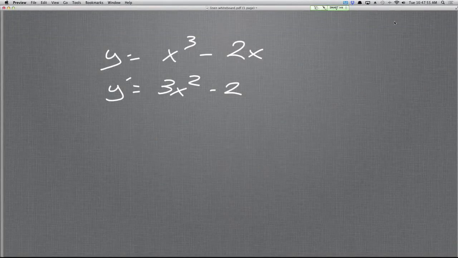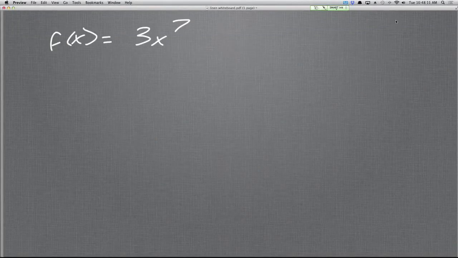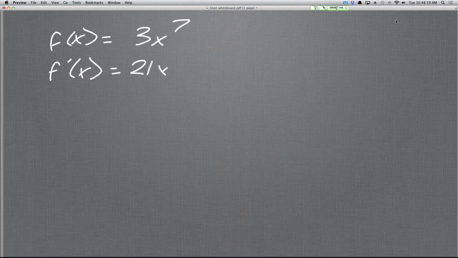Alright, let's run through some examples then. Alright, I have f of x equals 3x to the 7th. Melody, what's my derivative? 21x to the 6th. 21x to the 6th. Any questions on that one?